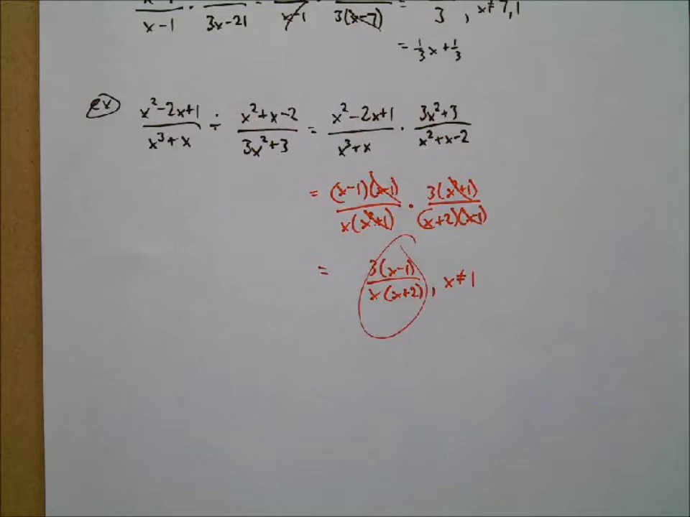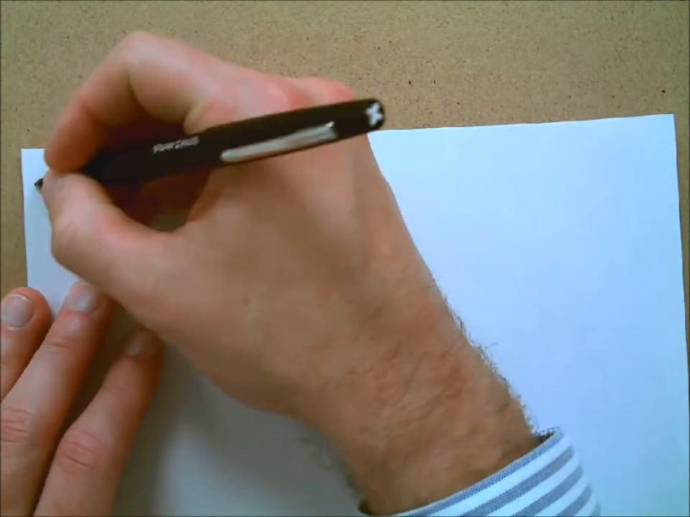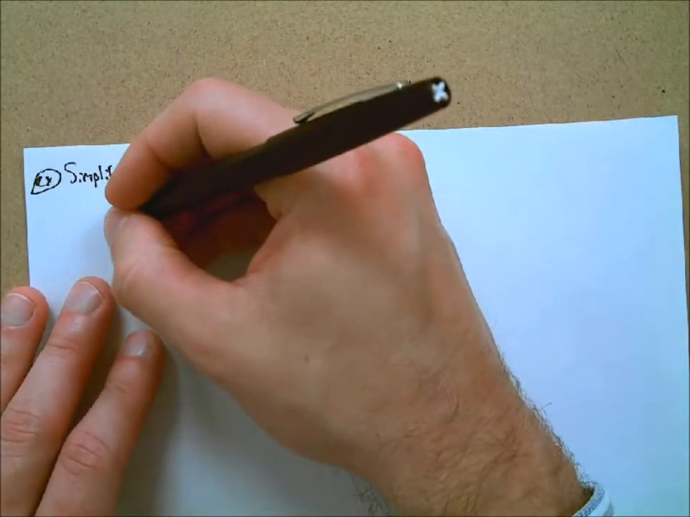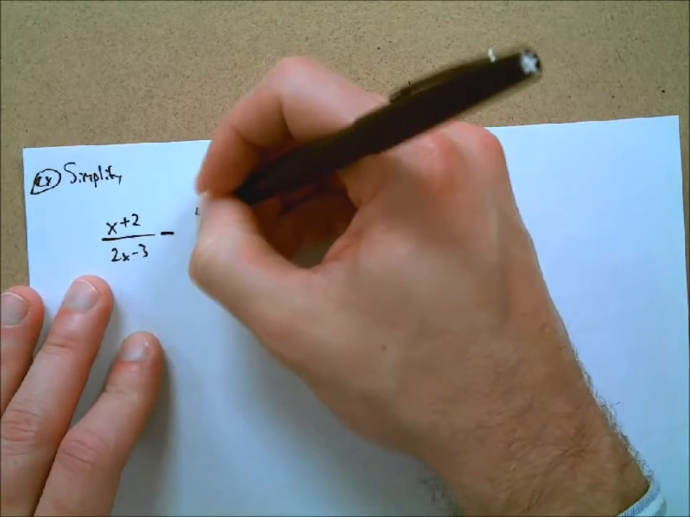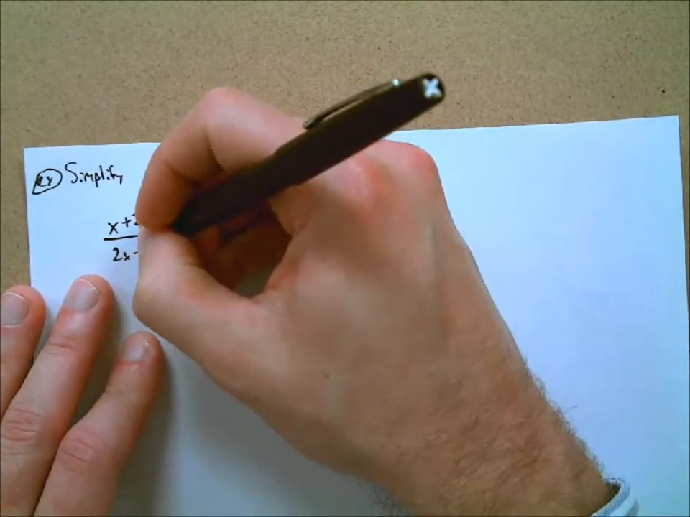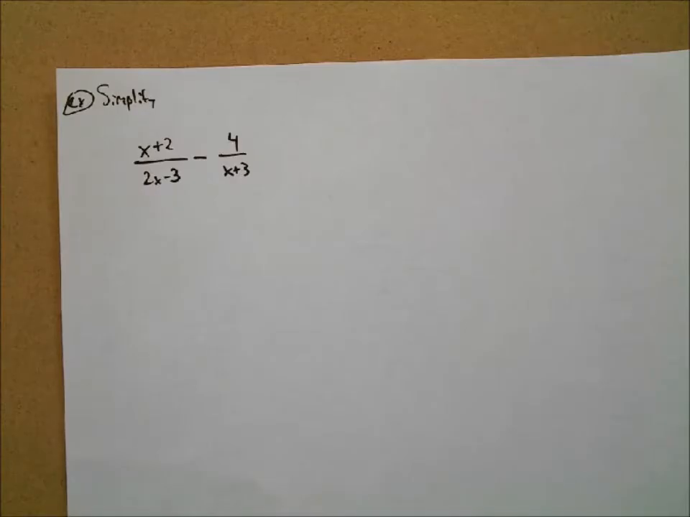All right. Now we're going to put it all together, see what we can come up with here. Because when it comes to things like, again, we'll just say simplify: x plus 2 over 2x minus 3, minus 4 over x plus 3. When it comes to a problem like this, we have to employ a couple of operations besides just subtraction, the one we see.